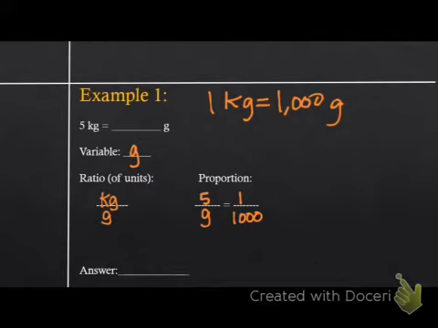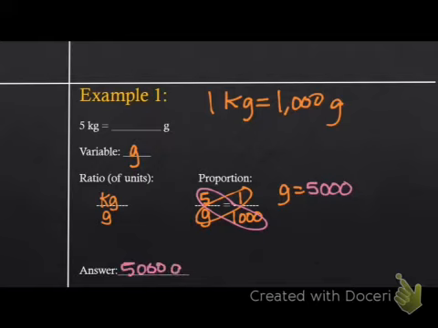What's your next step to solve? Cross multiply. So I have 1 times G, we just get G, and then 5 times 1,000, we get 5,000. So then our answer would be 5,000 grams.